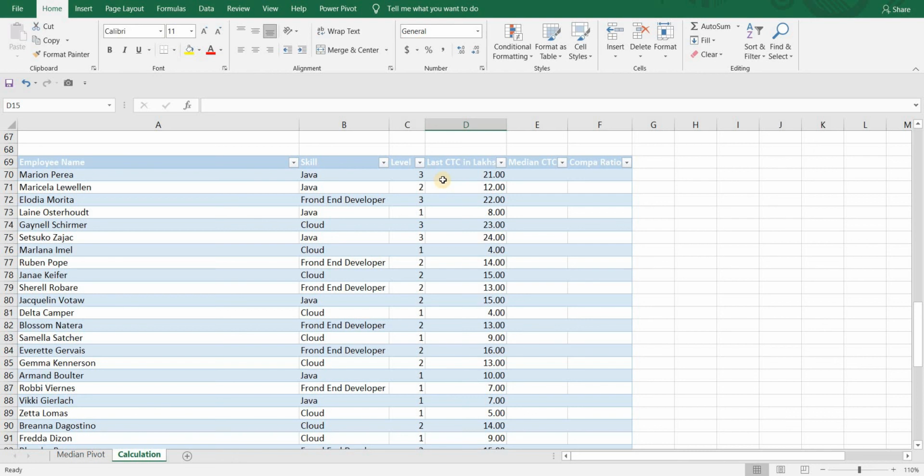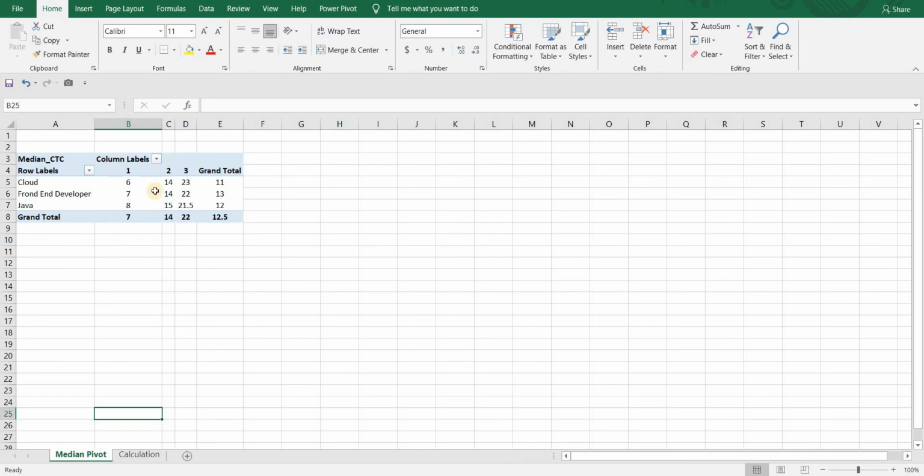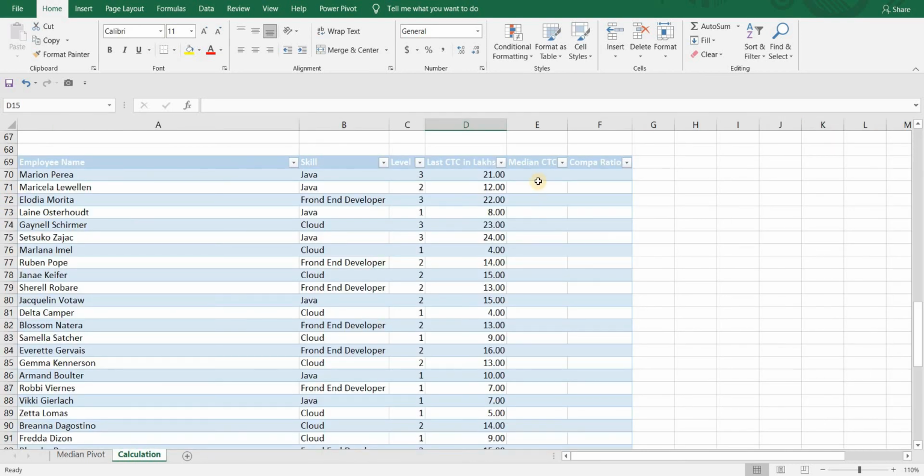Meanwhile, a small hint. To calculate median in this scenario, you may refer to a video that I have already made on how to calculate median in Power Pivot, a link to which you will be able to see in the suggestion icon above, and I have also mentioned in the description box below.